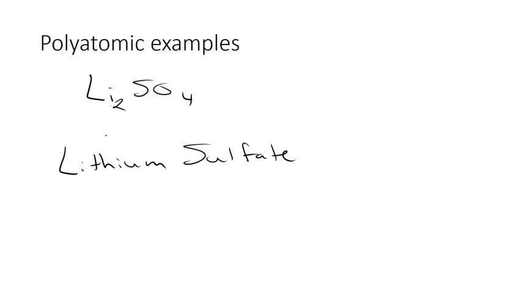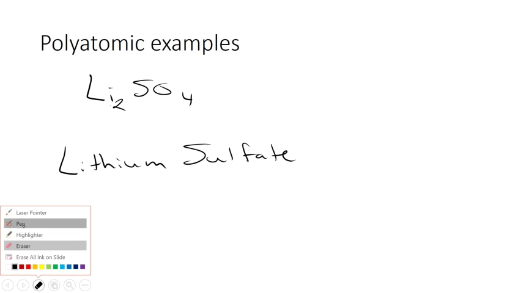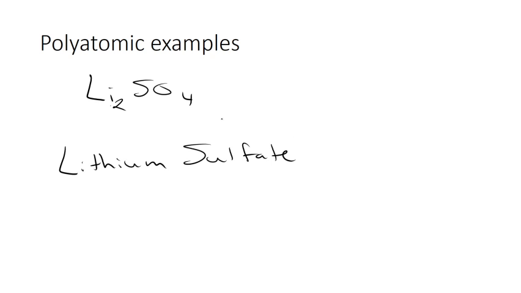We check to see if lithium is in the D block. It is not. So we do not need a Roman numeral. It means that we are done, and the name of this is lithium sulfate.